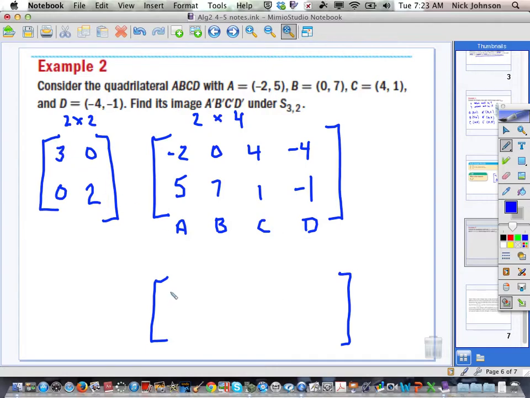So 3 times a negative 2 is a negative 6. 3 times 0 is 0. 3 times 4 is 12. 3 times a negative 4 is a negative 12. 2 times 5 is 10. 2 times 7 is 14. 2 times 1 is 2. And 2 times a negative 1 is a negative 2. Here are my images, A prime, B prime, C prime, and D prime.